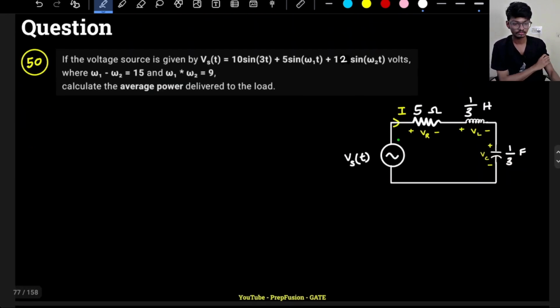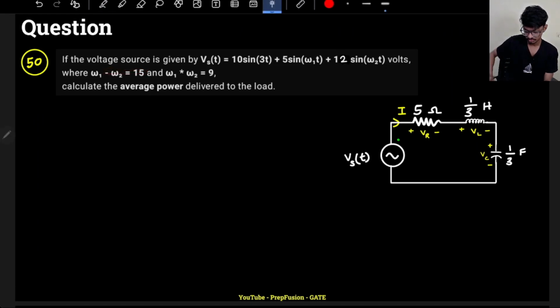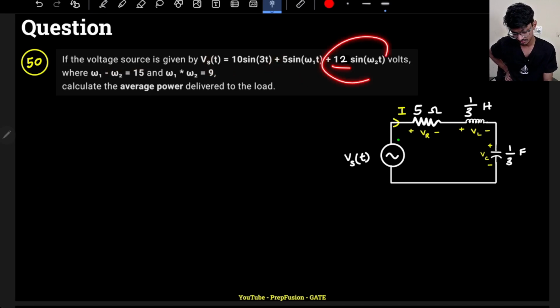Okay, let's now solve this next question. This is the last question of this lecture. The voltage source is given by Vs of t equals 10 sin 3t plus 5 sin omega 1 t plus 12 sin omega 2 t. These are the different voltages basically. Omega 1 minus omega 2 is 15, omega 1 into omega 2 is 9. This is the information that they have given us.